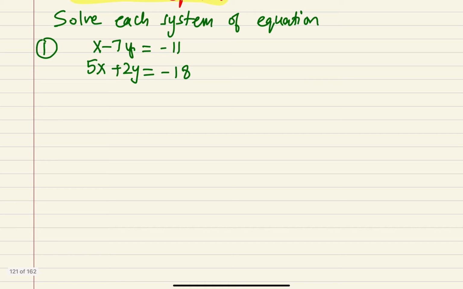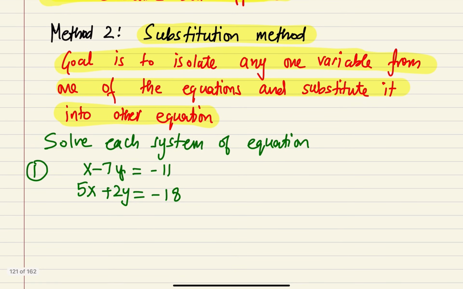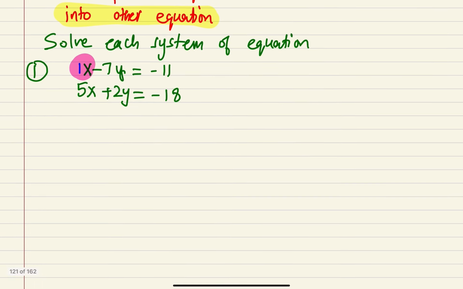To use the substitution method, it's easier if we already have a variable with one in front. For example, in this case, we have one in front of the x. So that means in this case, substitution is easy. We can go ahead and use the method of substitution, or we can also use the method of elimination. So I'll go ahead and do both methods here.